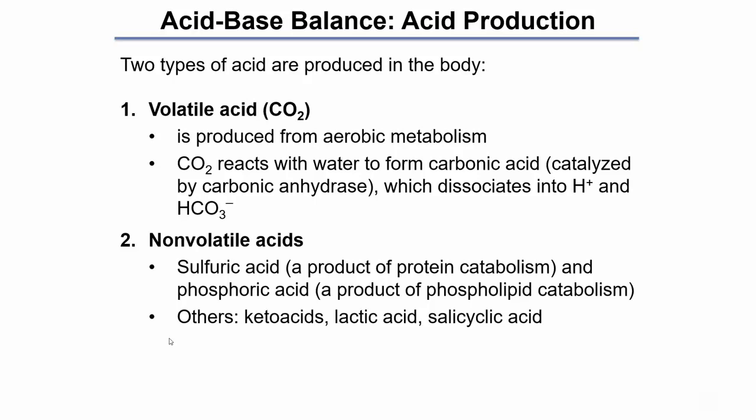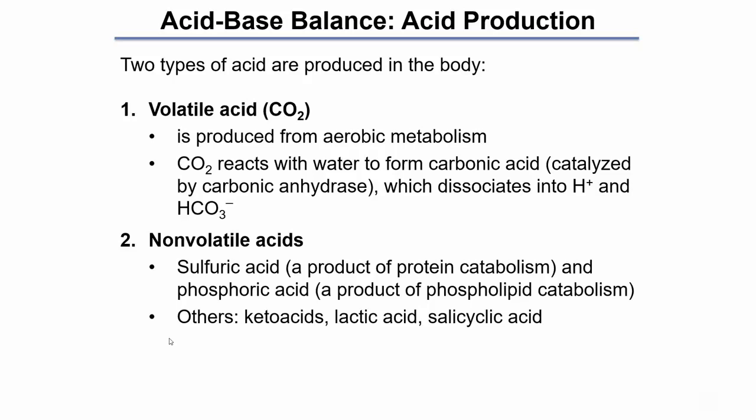We lump that in the other part. Even exogenous drugs that we take, like aspirin, acetylsalicylic acid, can also be a source of all the other acids in our body. So two big parts, CO2 on one side, all the other acids on the other side, and they have to be in balance with each other.